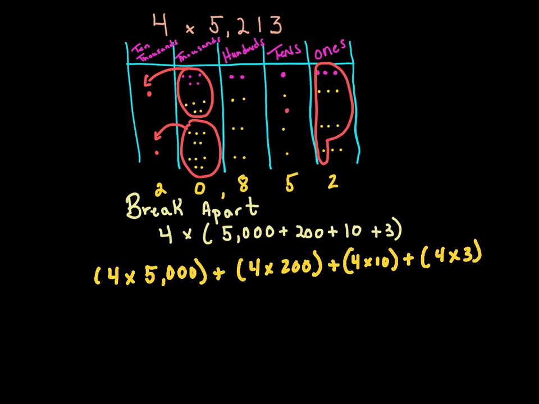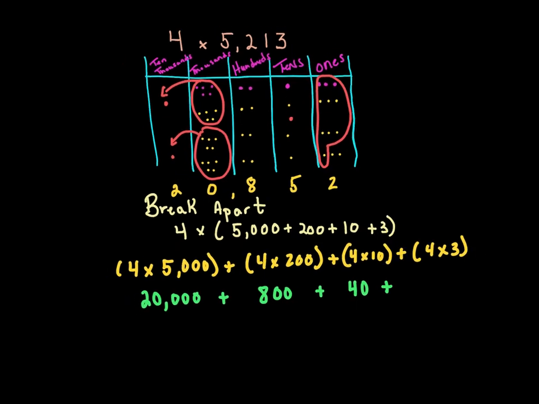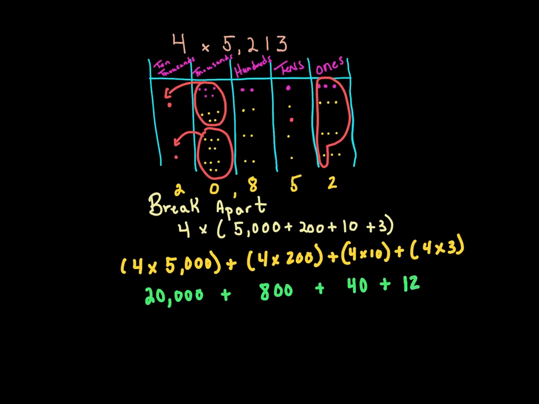All right, let's go to the next one. We have 4 times 5,000. Well, 4 times 5 is 20, and then we're going to add on our 3 zeros. All right, now we have 4 times 2, and that's 8, but we're going to add on our 2 zeros. 4 times 10, we know that's 40. And the last one is 4 times 3, and that's 12. When we add this all up, we're going to get 20,840 plus 12 is 52. So it's the same product that we got when we used the place value chart.